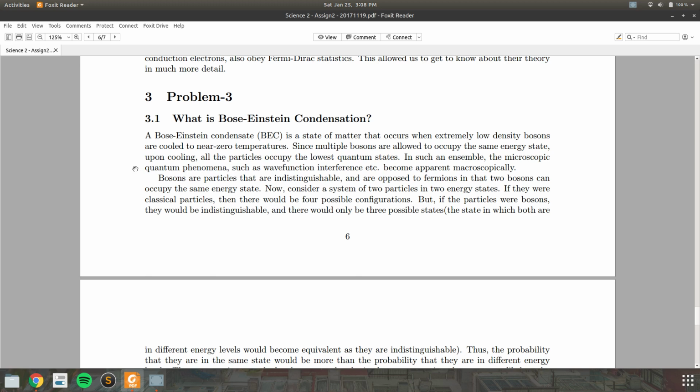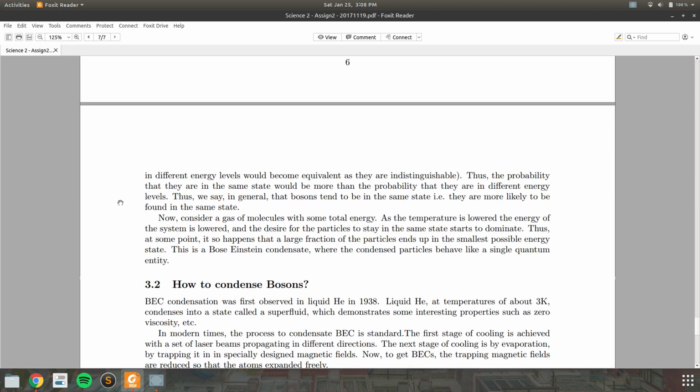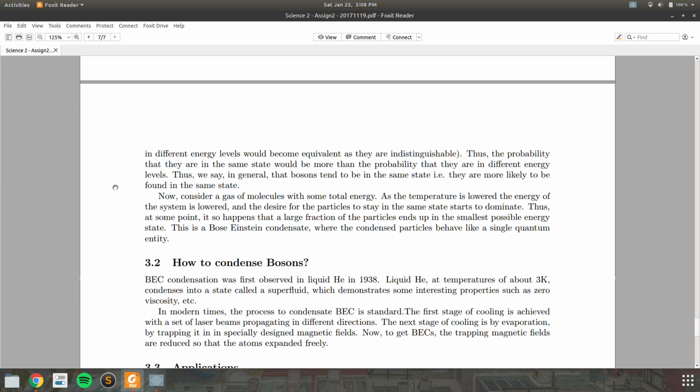So bosons are particles that are indistinguishable and are opposed to fermions in that two bosons can occupy the same energy state. Now consider a system of two particles and two energy states. If they were classical particles, then there would be 4 possible configurations. But since the particles are bosons, they are indistinguishable, and there would only be 3 possible states. The states in which both are in different energy levels become equivalent, as they are indistinguishable. Thus, the probability that they are in the same state is more than the probability that they are in different energy levels. Thus, we say in general that bosons tend to be in the same state. That is, they are more likely to be found in the same state.